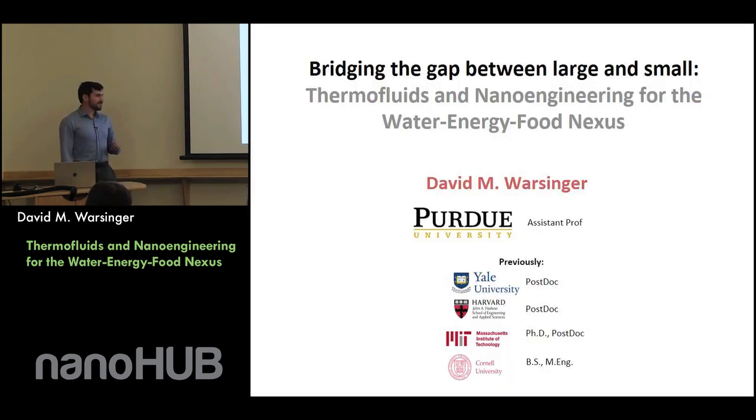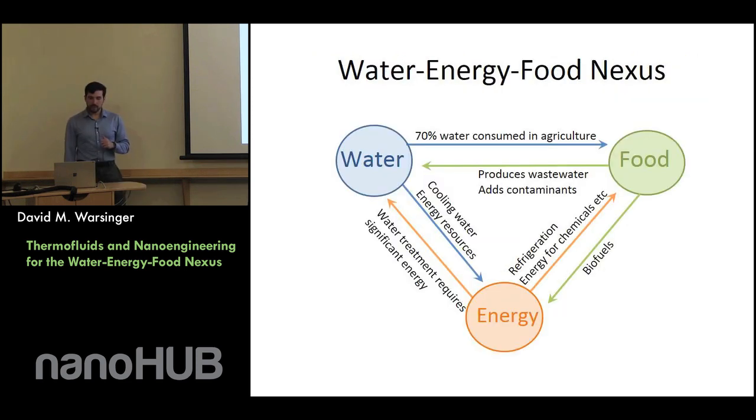Hi everyone. So today I'm going to be talking about bridging the gap between large and small using thermodynamics and nanoengineering for the water, energy, and food nexus. One of the key takeaways here is that in the nano facilities, we often only focus on the small, nano-sized things. But if we really want to make a large-scale impact, we need to actually cover the breadth of different size scales. So when we say the water, food, energy nexus, what do we mean?